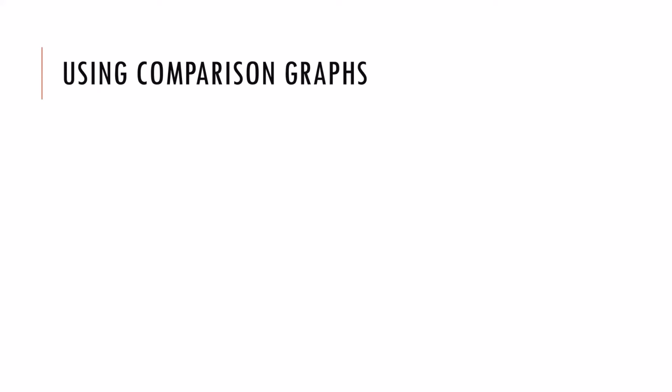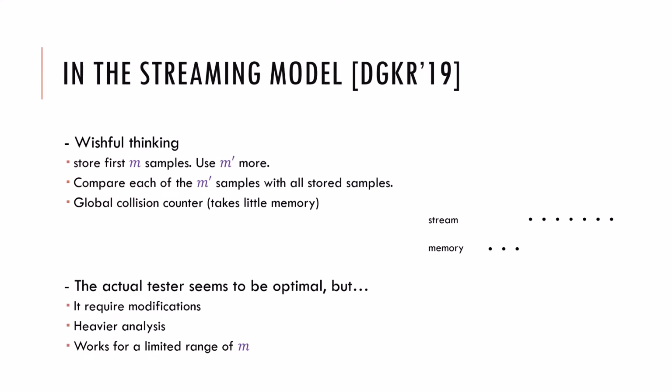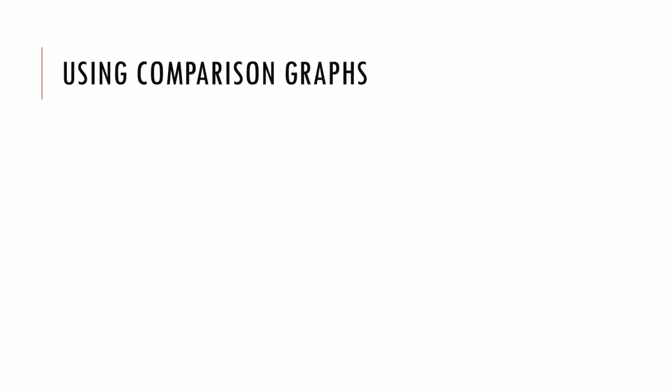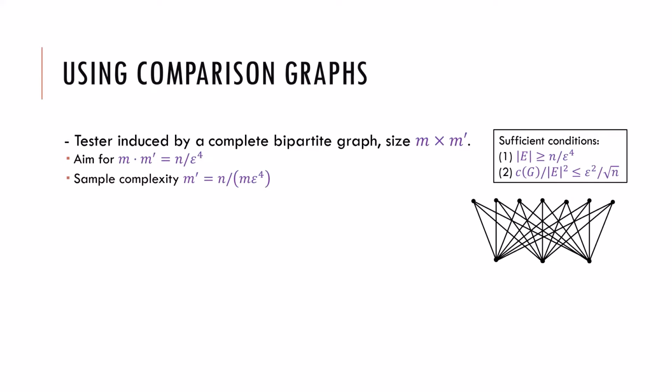So I have to say that they did call this tester a bipartite collision tester, because obviously we compared the first batch of samples M with the entire second batch of samples M prime, and they knew what they were doing. But still, just let me put it right in your face. So this is the comparison graph that we're trying to use. This is the comparison graph that supposedly induces the tester.